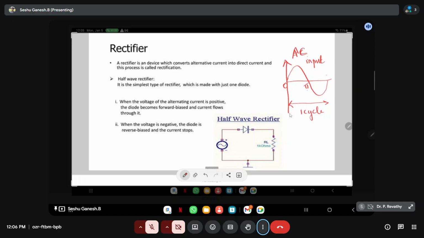Then from pi to 2 pi, there is going to be a negative half cycle. And this voltage is a positive voltage. And here you will get a negative voltage. This is V. Okay. So this is going to be time period in seconds. Time in seconds.